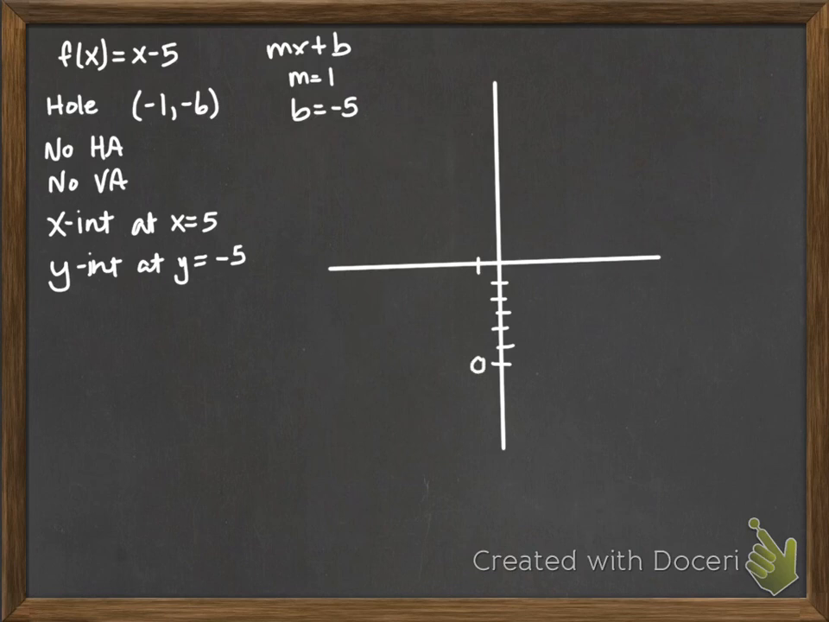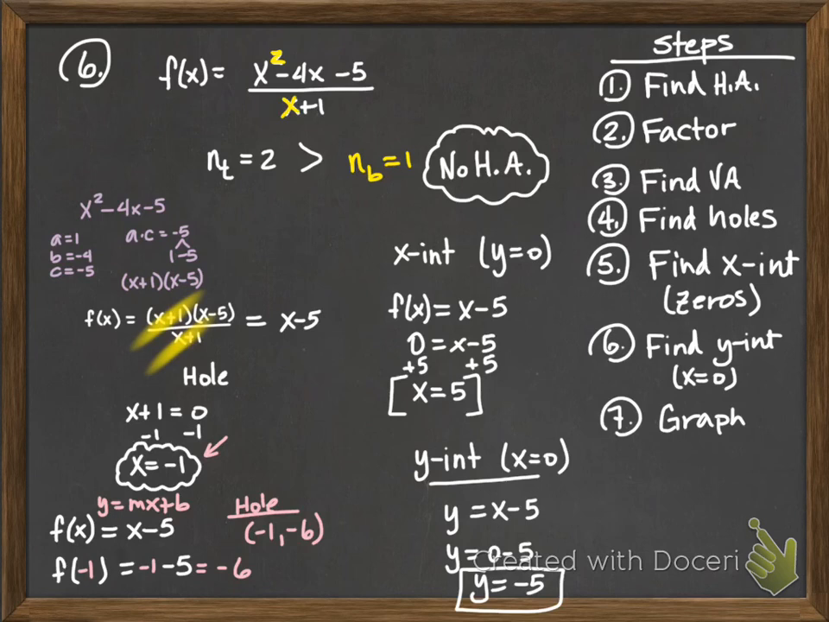And now, 1, 2, 3, 4, 5. That's our x-intercept. I'm going to draw my line. So we have a line going this way and going this way, and it has our hole. Ta-da! That's what our graph looks like. We could actually extend this line out further. That's our graph.